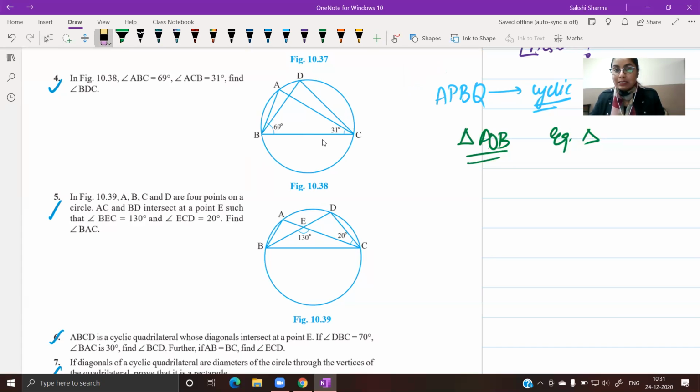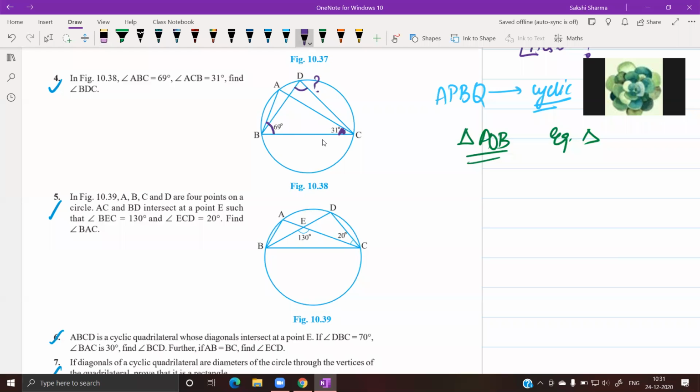If you slightly ignore it, you would be able to mark it in the wrong way. It's ACB, not DCB. The difference is almost negligible. So be careful when you draw the figure. You have been given angle ABC as 69 degrees, ACB as 31 degrees. The angle that you want to find out here is this one. So we would like to find out a relationship between these 2 angles and angle BDC so that we can write the answer.